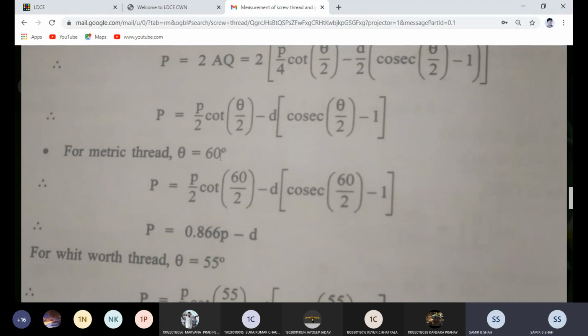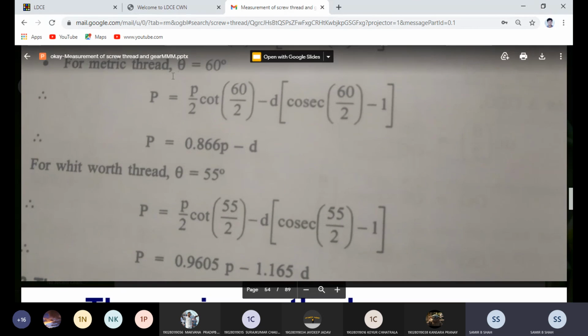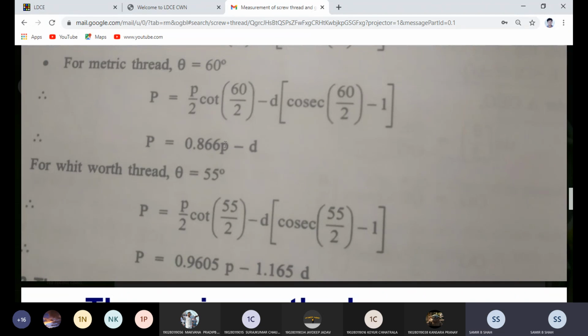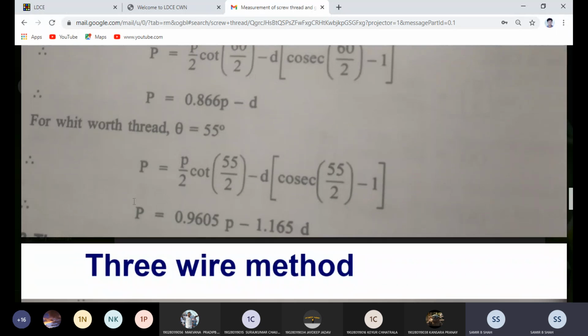Most probably in your exam, either metric or Whitworth thread will be there. Directly you have to remember the equation. If metric thread is there, then that equation you have to use directly, and the value of y is given to you, so you directly find the effective diameter for metric thread, and same way for Whitworth thread. Okay, so this is the basic method that you remember.